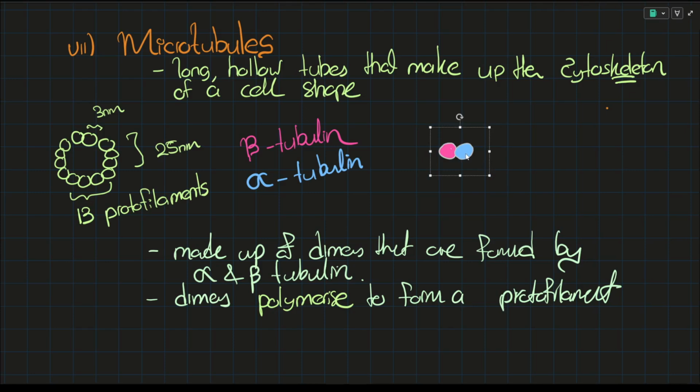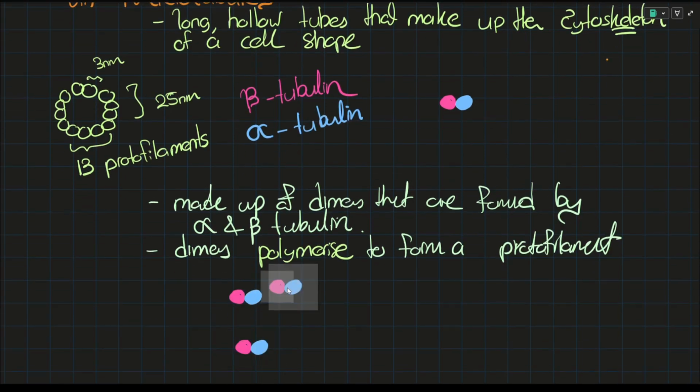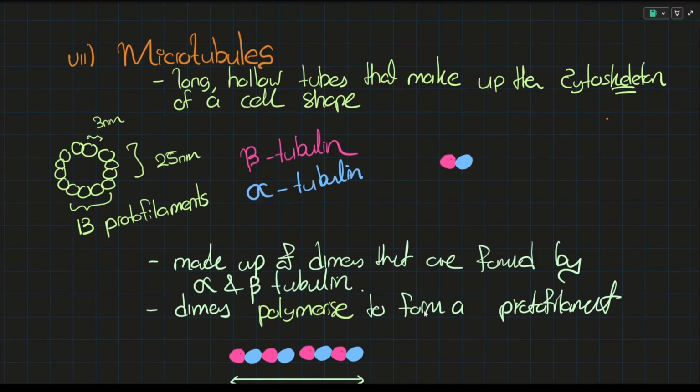So multiple dimers. It's one dimer, two dimers, three, and like so it goes on. Life goes on. Like so. First we're forming a dimer made out of beta tubulin and alpha tubulin, and then those beta and alpha tubulin dimers polymerize to form a protofilament consisting of 13 units. That's the idea. We have 13 protofilaments.